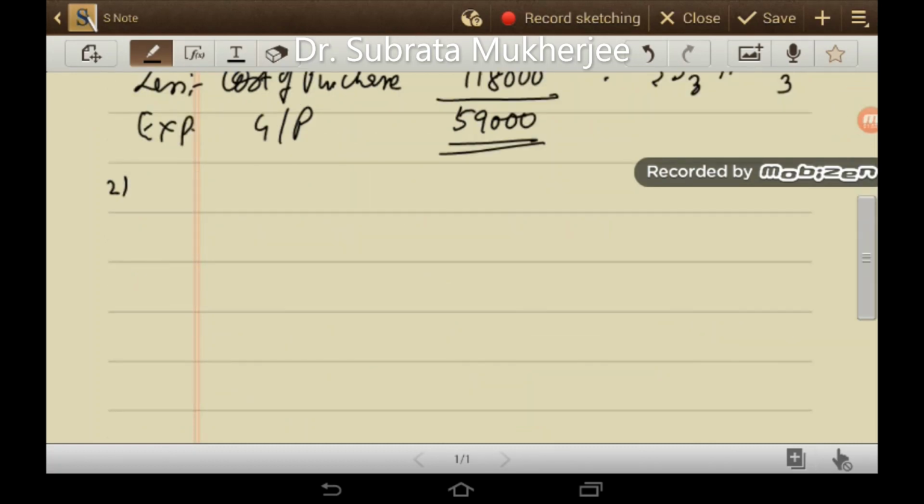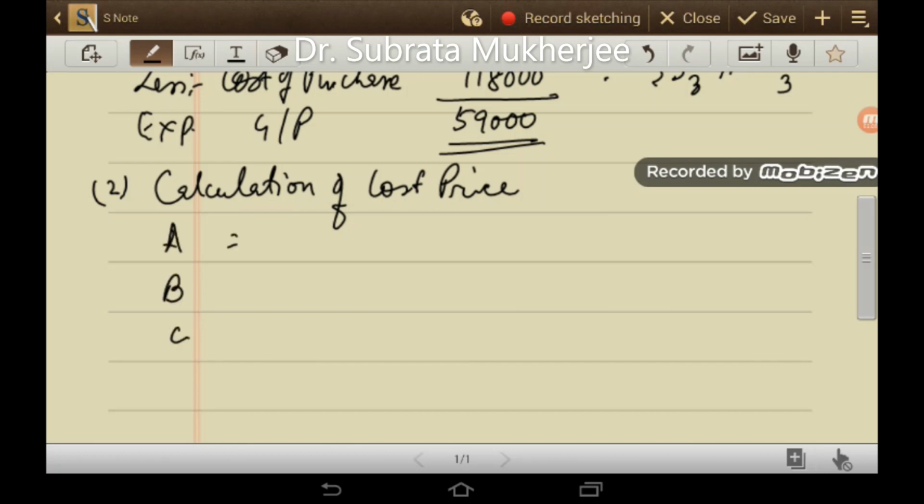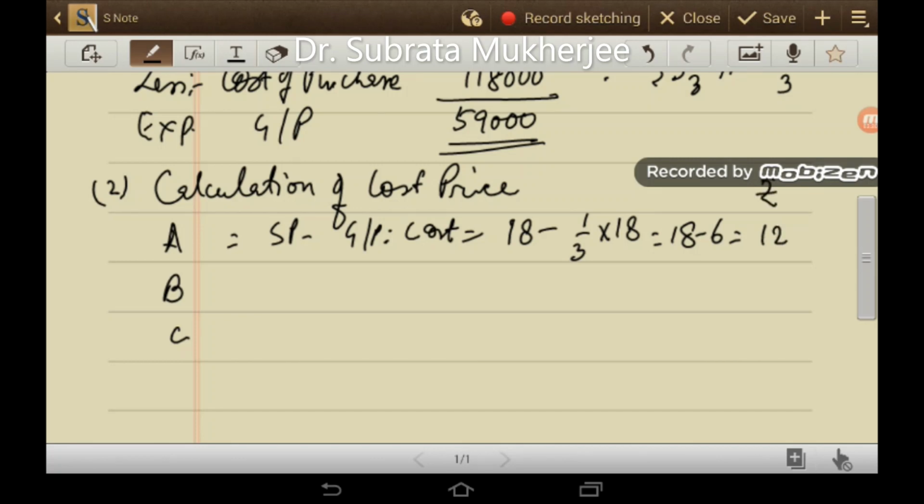The next working is calculation of cost price. Departments A, B, C. Selling price minus GP will give you cost price. So your selling price is 18 minus 1/3 into 18, which is your gross profit. 1/3 into 18 is 6. So 18 minus 6 is equal to 12. So this is the cost price.